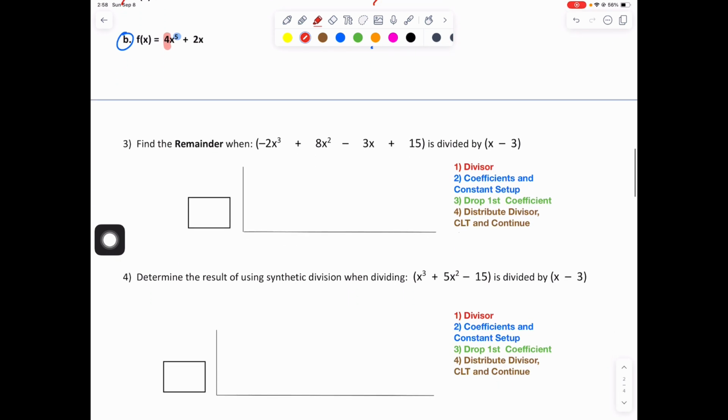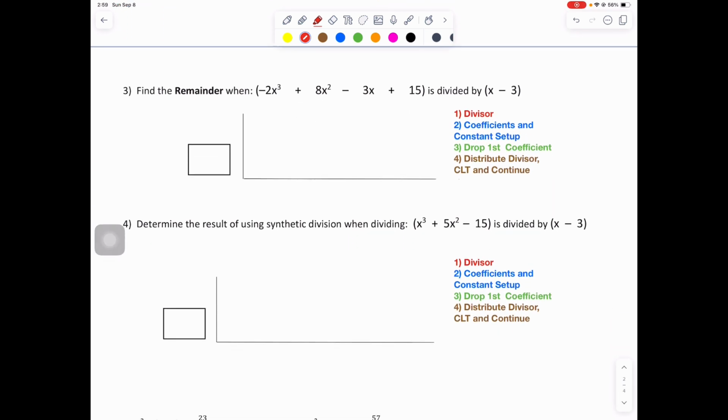Moving forward to number 3, I went and added the synthetic division in for you, but also at the end of this, I'll give you a tip on how you can solve as well. It just wants us to find the remainder when negative 2x cubed plus 8x squared minus 3x plus 15 is divided by x minus 3. Yes, I spaced it out on purpose. Yours will be very close together, but just to demonstrate it as I show you for your learning and understanding. So step 1, I wrote them out. Go ahead and look at our divisor. We need to set x minus 3 equal to 0.